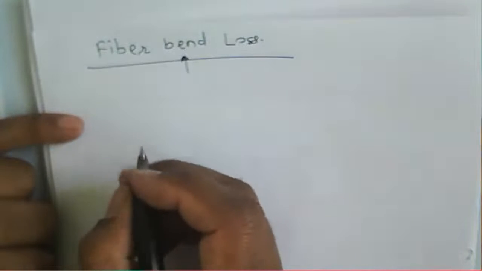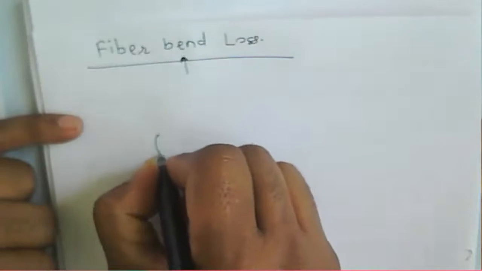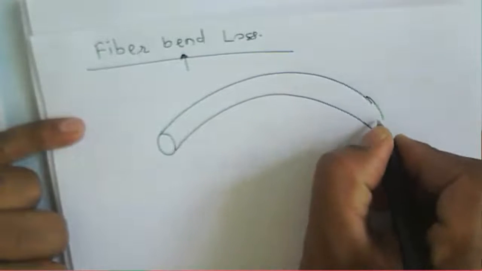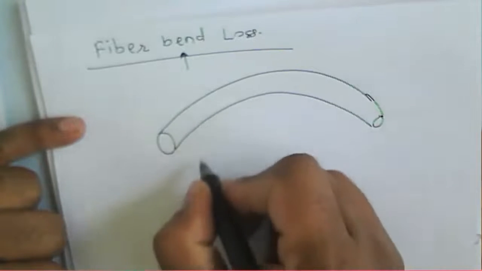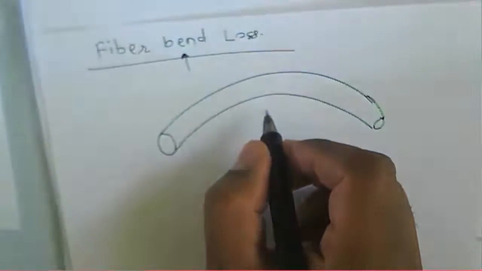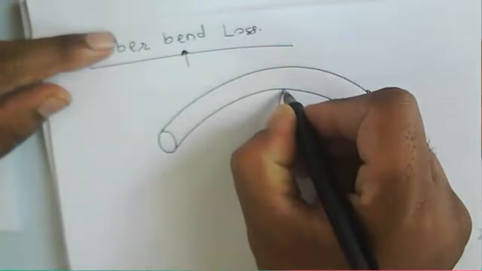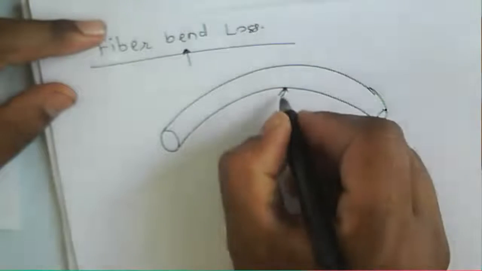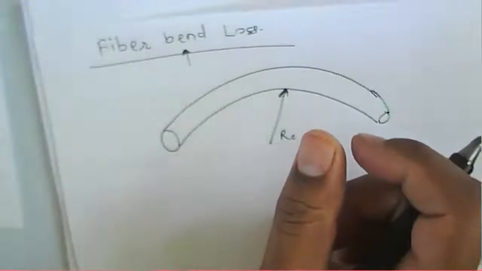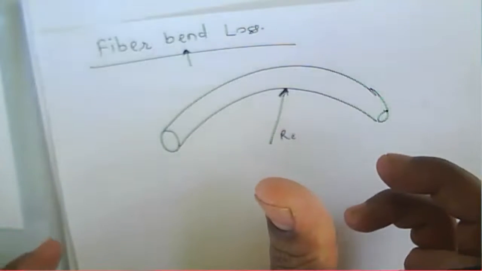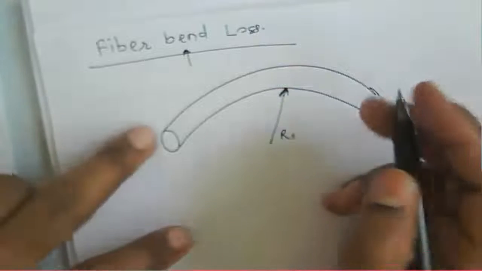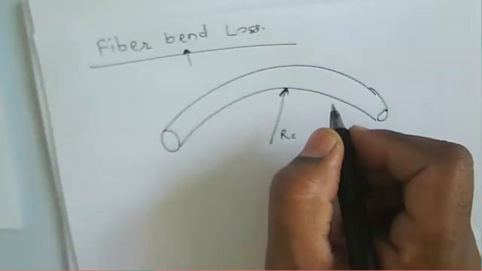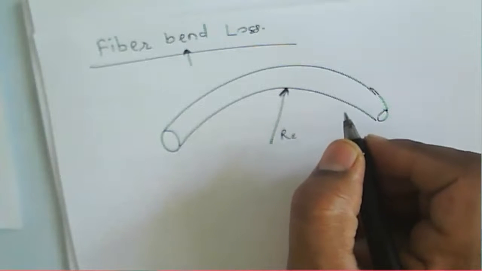Then we should know the critical curvature of the fiber bend. Suppose this is your fiber and this is a curve. For this particular curve, what will be the radius of the curvature? If the curvature radius is reduced or increased, what will happen? We need to know the critical radius of the optical fiber at a bend so that the loss can be minimized.